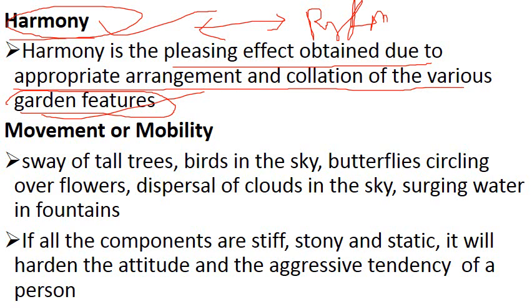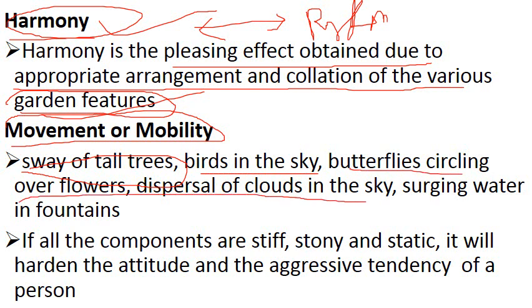Okay, then comes movement or mobility. In a garden everything is static. The lawn is static, the topiary work is static, the tree is static. So to make our mind fresh, we should go for some movement, some mobility. So what are the movement and mobility features? Sway of tall trees, birds in the sky, butterflies circling over flowers, dispersal of clouds in the sky, surging water in fountains. These are the movement or mobility features you should make in a garden.